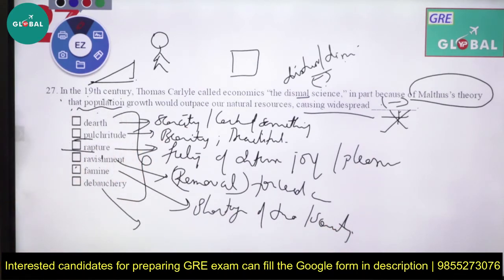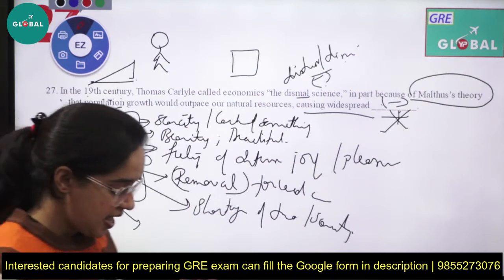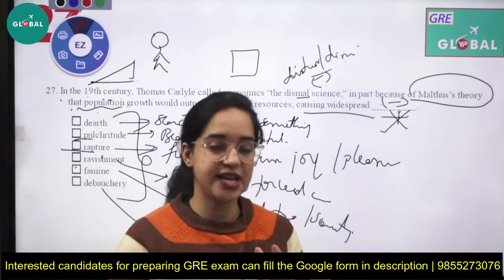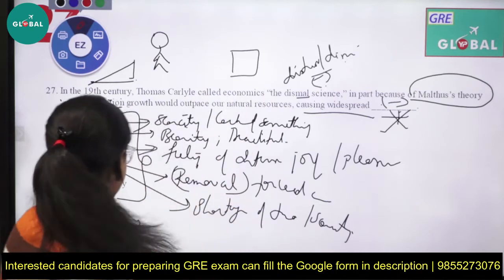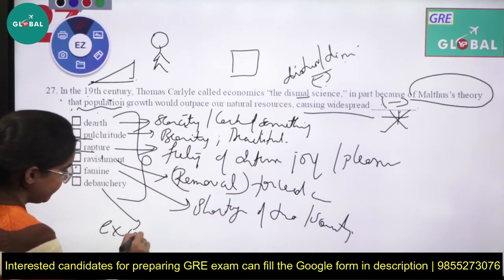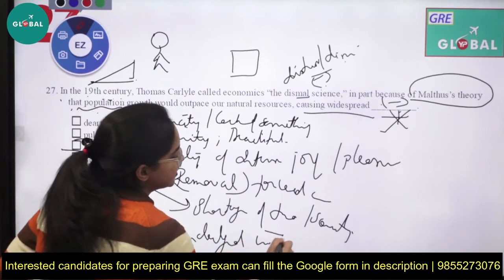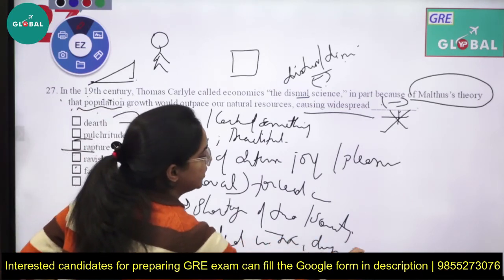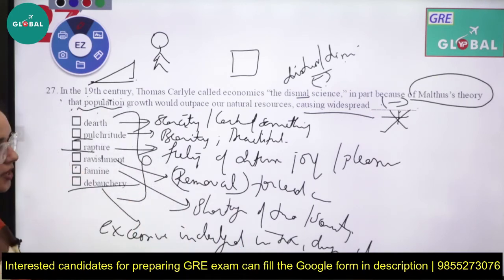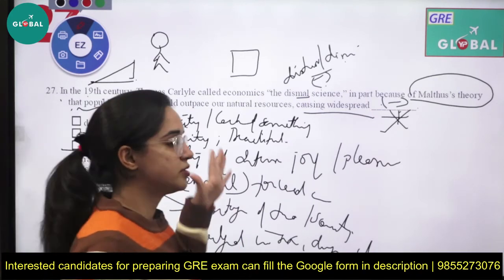Debauchery is excessive indulgence, and you can say a person who is extremely indulged in sex, alcohol or drugs. So when a person is excessively indulged in sex, drugs and alcohol, that is termed as debauchery. Now these were the 6 words which we had.